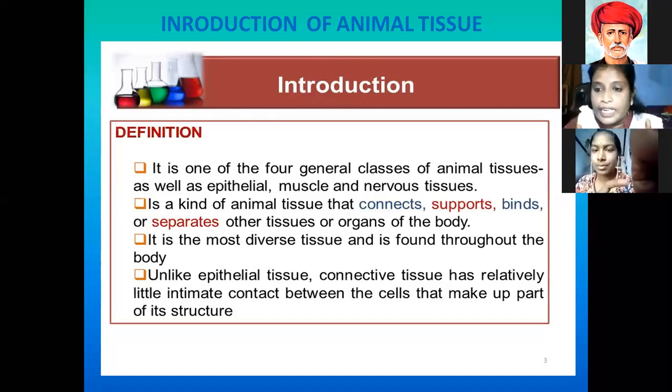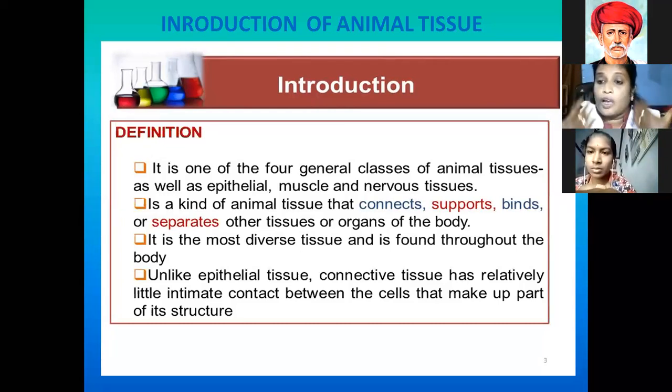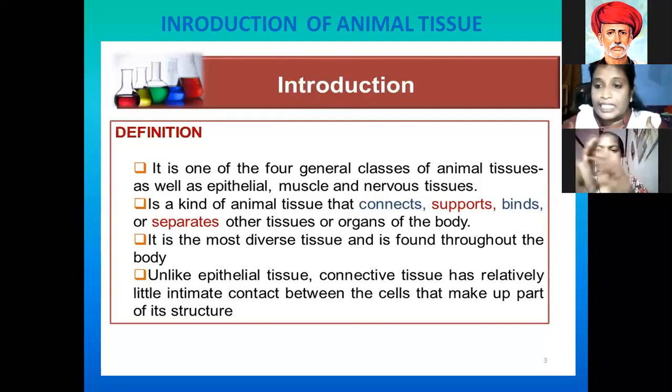This is the introduction of animal tissue. Animal tissue is one kind of living tissue and has 4 types: epithelial, connective, muscle, and nervous tissue. Every tissue helps to connect, support, bind, and separate in the structure. These maintain the internal organs of the body. We know every living organism has so many organs inside, and every organ has its activities.